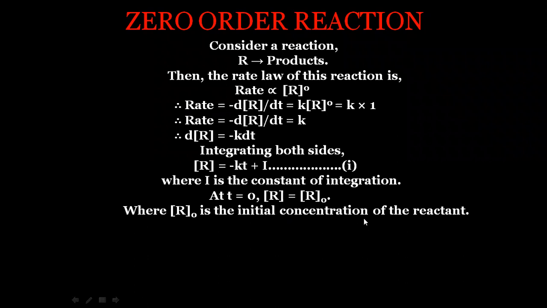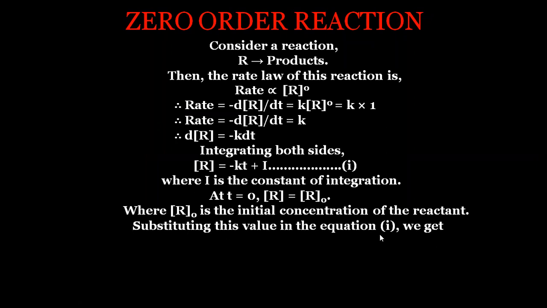I hope everyone is understanding this. At time equal to 0, the concentration of R will be equal to the initial concentration, because the reaction hasn't started. So whatever was the concentration initially, that will be the concentration of R now. So R naught is the initial concentration. So if I substitute these values in equation 1, what do I get? R naught will be equal to minus K into 0 plus I, and R is R naught. Now obviously K into 0 will be 0, so R naught will be equal to I.